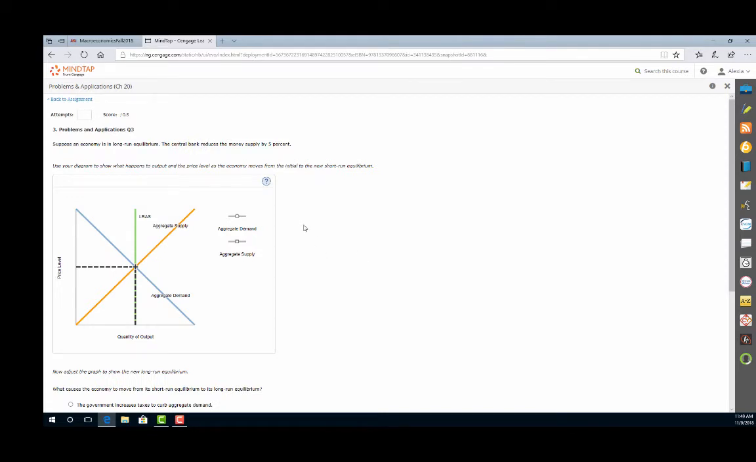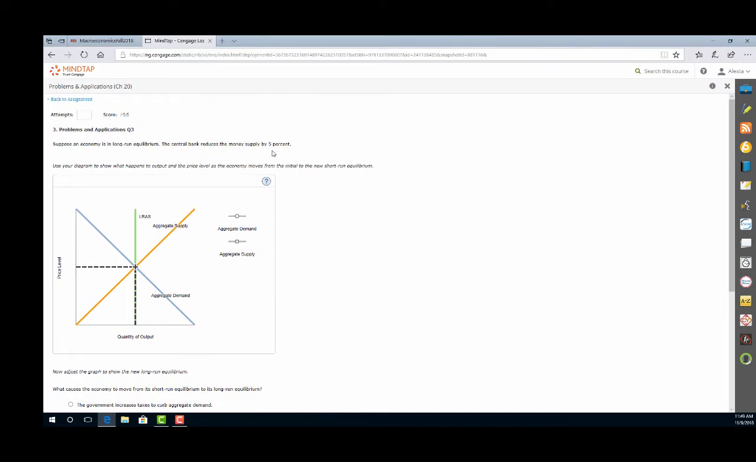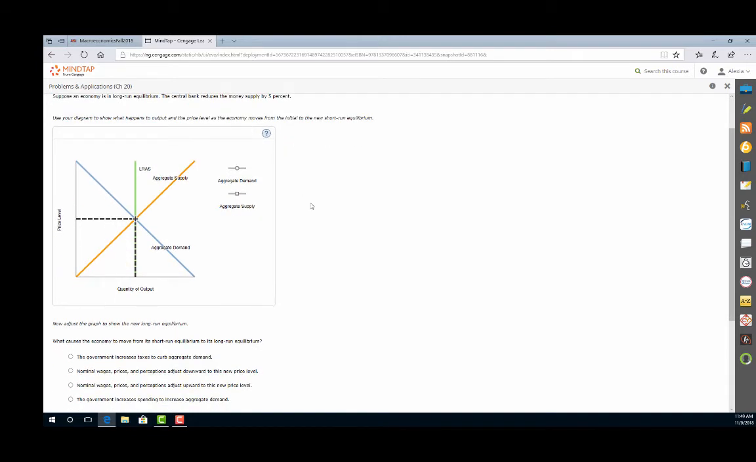Okay, question number 3 here says, suppose an economy is in a long-run equilibrium. So we start off in long-run equilibrium, and the central bank reduces the money supply by 5%. So quick reminder, we haven't quite done this at this moment, but the money supply is the amount of money available for spending. So if we take out the amount of money available for spending in the economy, what that tends to do is it will cause spending to decline.